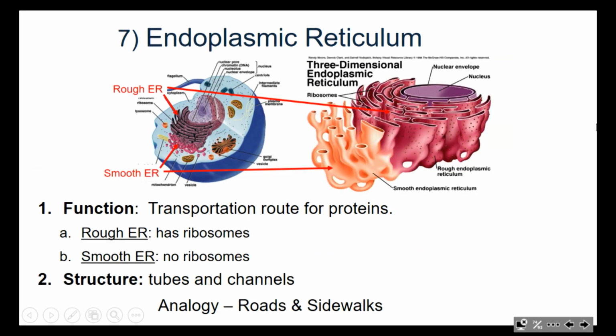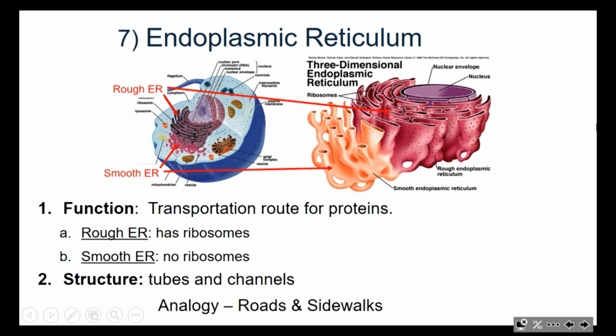The next one I have is the endoplasmic reticulum. Remember, there's two types of endoplasmic reticulum. You can have rough ER or smooth ER. And a good way to abbreviate endoplasmic reticulum is just the ER. What does the endoplasmic reticulum do? It's the transportation route for proteins. So if something's trying to get around the cell, it uses the endoplasmic reticulum.